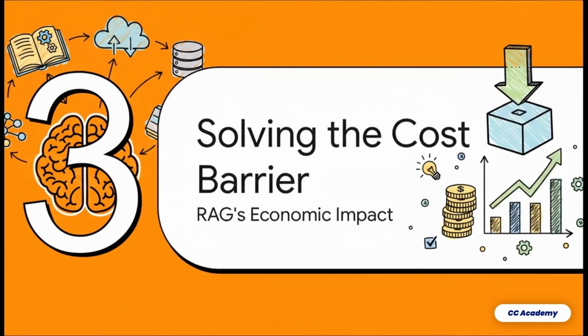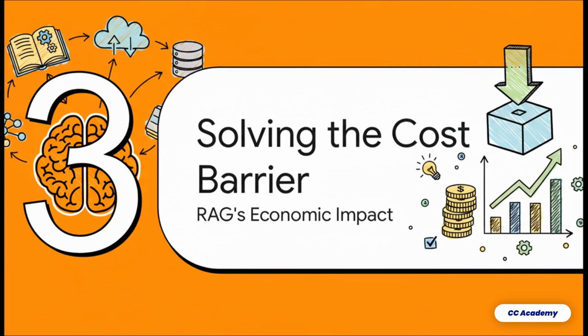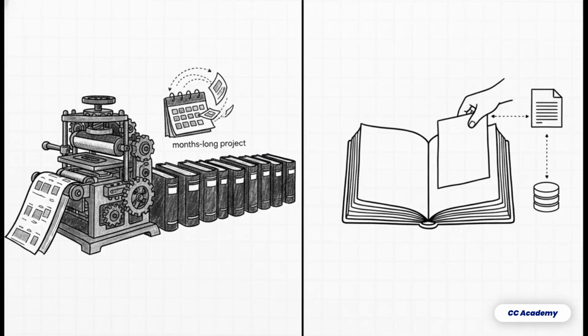Okay, so let's dig into that first massive transformation. The cost. This is without a doubt RAG's biggest and most immediate impact, and it's what's finally opening the door for so many more people to actually use this kind of technology. I mean, just look at this traditional workflow. You've got to pick a model, gather all your new data, then kick off this massive resource-hungry retraining job, and then deploy a whole new version of the model. And the crazy part? Every single time your data changes in a big way, you have to do it all over again.